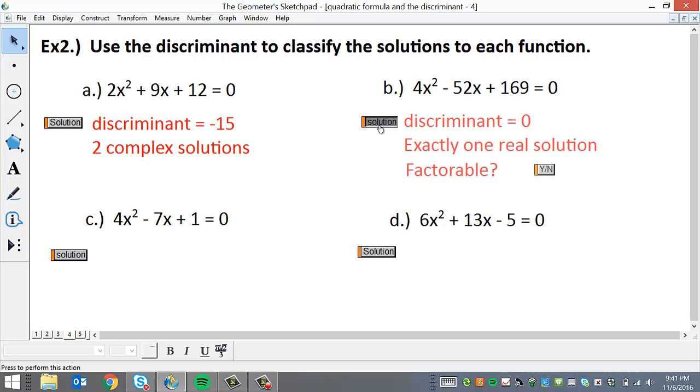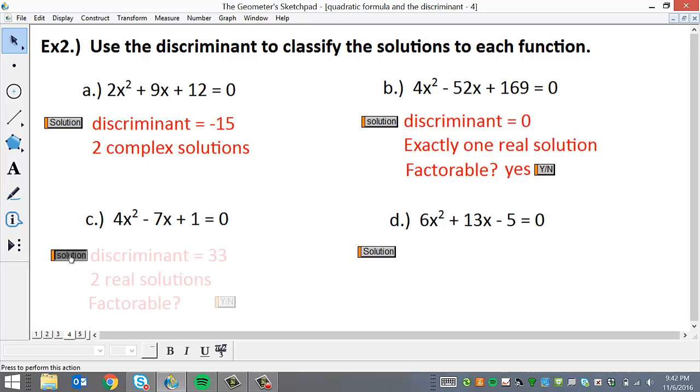For B, the discriminant that I had here was 0. That is a signal that there's exactly 1 real solution. And a follow-up question that I didn't mention to you, but you can answer right now: is this factorable? You have to think back to what we said. If the discriminant is 0, that's a signal that 4x squared minus 52x plus 169 is a perfect square trinomial, which means yes, it is factorable. I know it's yes because my discriminant equaled 0. Hopefully you're 2 for 2 at this point.